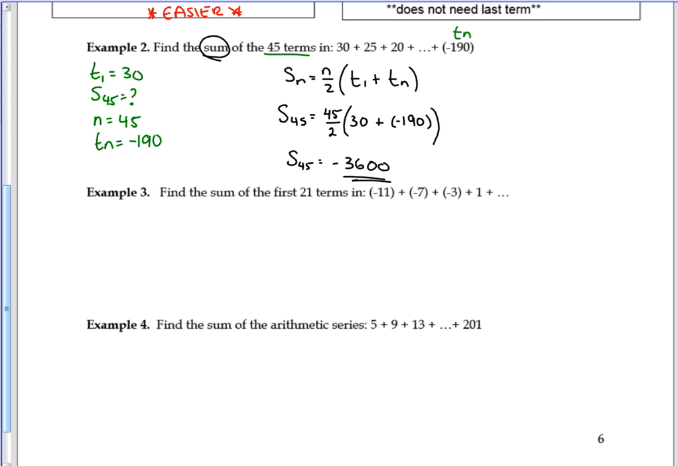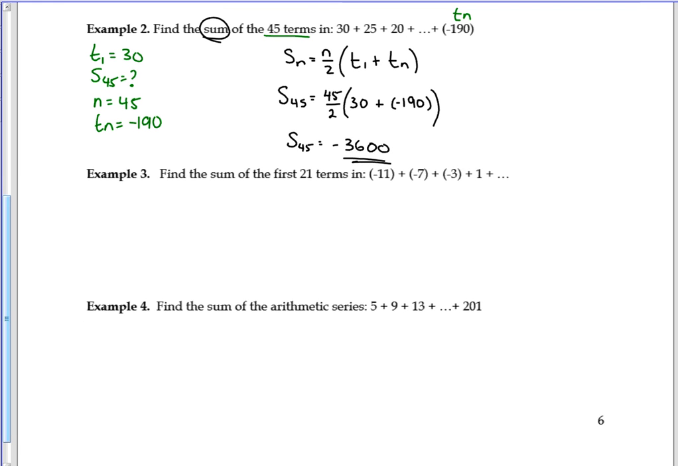All right. The second guy, the sum of the first 21 terms in this sequence. So let's list what we know. We know T1 is negative 11. What else do we know? N is 21. We're looking for S21. So we want the sum. That's our unknown. And do we know our last term? No. So we're going to have to use a second formula.